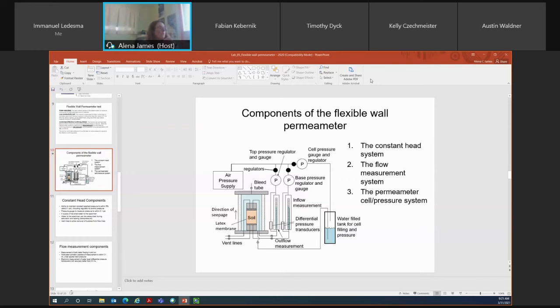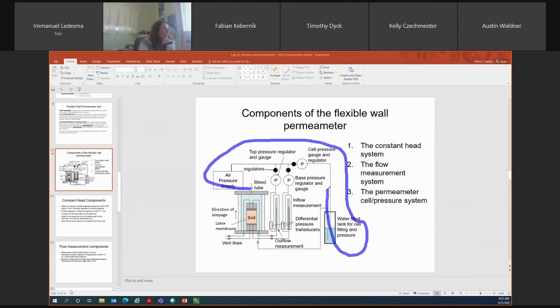Okay, there's three components to a flexible wall permeameter system. The first one is the constant head system. So if I look at this here, all of this in here is referred to as the constant head system. Within the constant head system, you have an air pressure supply, a top and a base regulator, a regulator for your cell pressure, and a regulator for your back pressure. You also have a water-filled tank for filling your flexible wall permeameter cell and for applying your back pressure. So that's your constant head system.